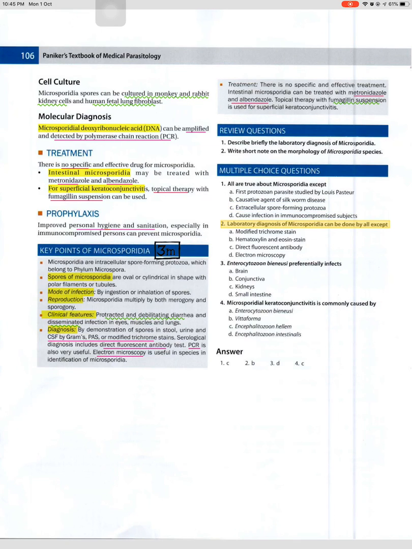2. Laboratory diagnosis of Microsporidia can be done by all except: A. Modified trichrome stain. B. Hematoxylin and eosin stain. C. Direct fluorescent antibody. D. Electron microscopy. 3. Enterocytozoon bieneusi preferentially infects: A. Brain. B. Conjunctiva. C. Kidneys. D. Small intestine. 4. Microsporidial keratoconjunctivitis is commonly caused by: A. Enterocytozoon bieneusi. B. Vittaforma. C. Encephalitozoon hellem. D. Encephalitozoon intestinalis. Answers: 1. C. 2. B. 3. D. 4. C.